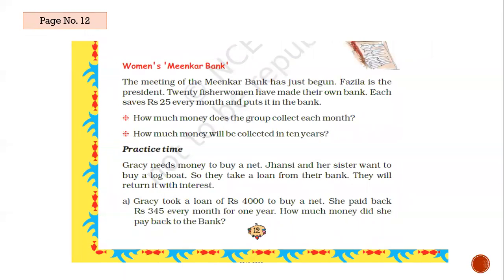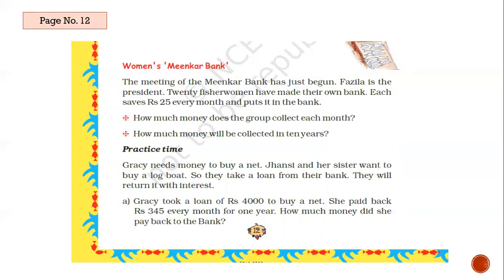Going to the next question. Women's Menaka Bank. So there is a bank, Menaka Bank. The meeting of the Menaka Bank has just begun. Fazila is the president. 20 fisher women have made their own bank. Each saves rupees 25 every month and puts it into the bank. How much money does the group collect each month? How much money will be collected in 10 years?